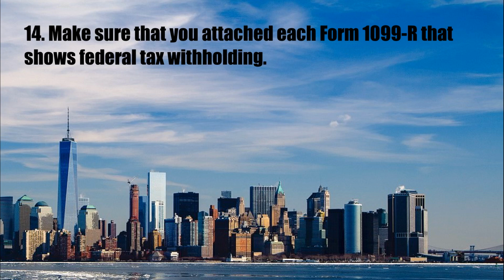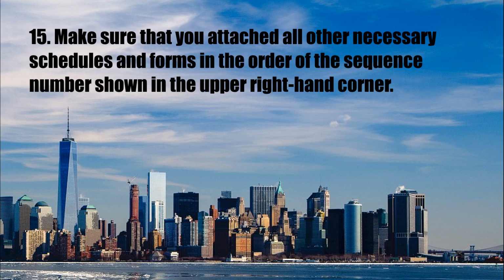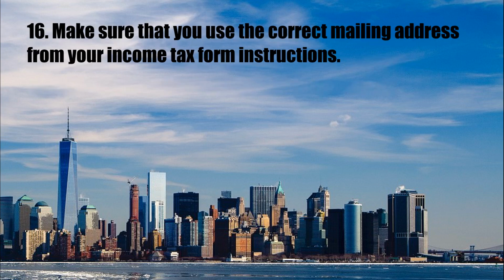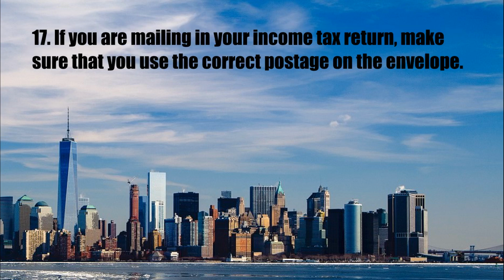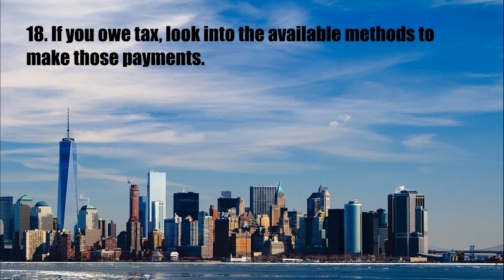Number 14, make sure that you attach each Form 1099-R that shows federal tax withholding. Number 15, make sure that you attach all other necessary schedules and forms in the order of the sequence number shown in the upper right-hand corner. Number 16, make sure that you use the correct mailing address from your income tax form instructions. Number 17, if you are mailing in your income tax return, make sure that you use the correct postage on the envelope. Number 18, if you owe tax, look into available methods to make those payments.